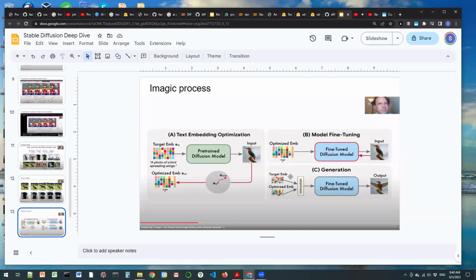And the third step is, go ahead. Sorry. So basically, for taking that target embedding, which is the embedding for a bird spreading their wings, they shift it to like a bird that's sitting on a tree or something to optimize?